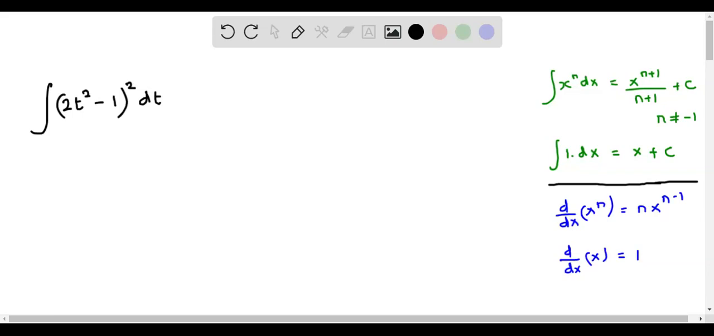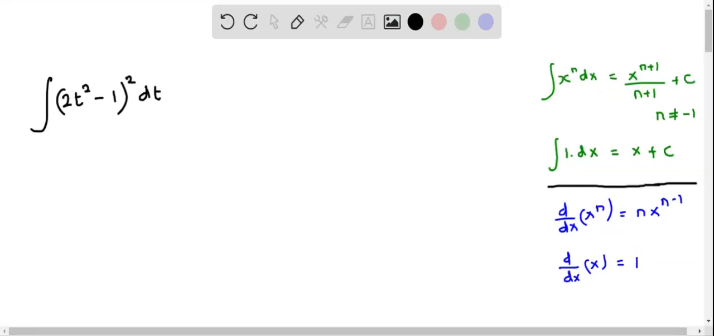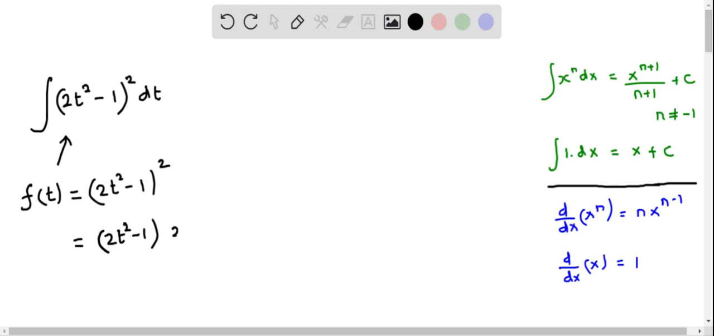We will now evaluate this integral and verify the result by differentiation. So first, let's consider f of t as the function which is inside the integral. Here we have f of t equal to (2t squared minus 1) raised to the power of 2. So this is equal to (2t squared minus 1) multiplied with itself, that is (2t squared minus 1).